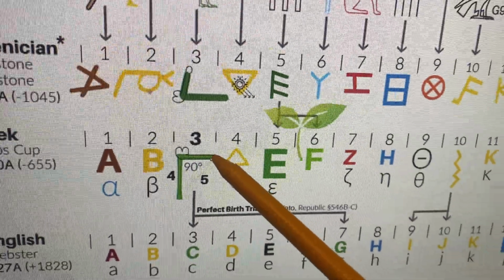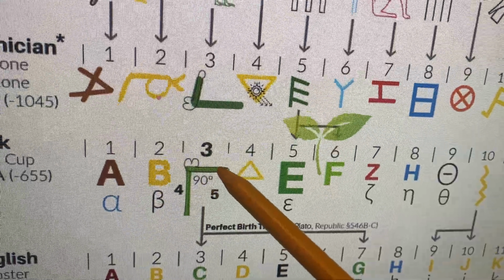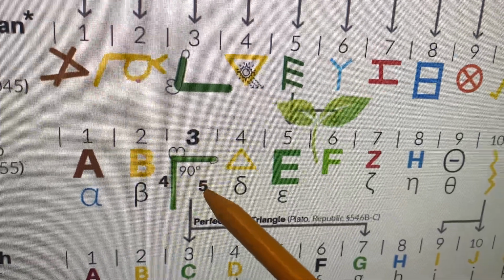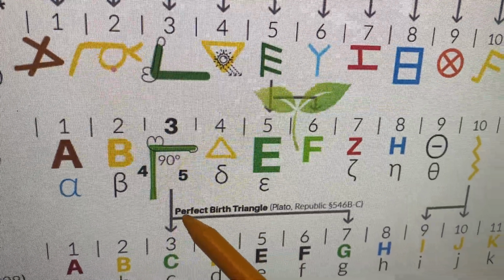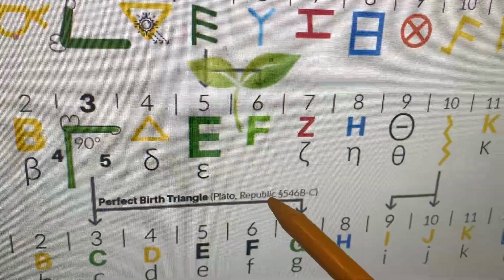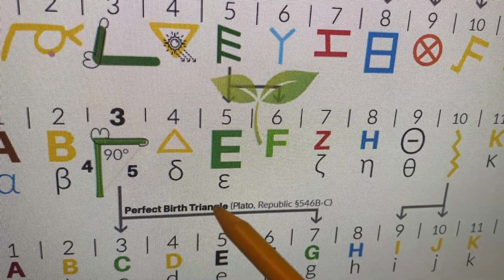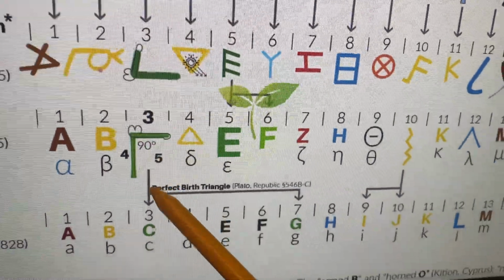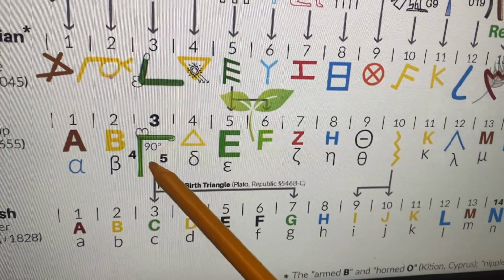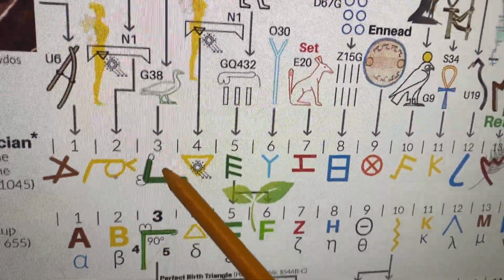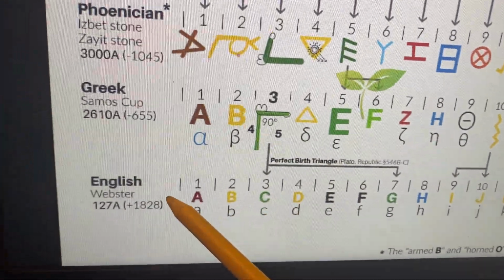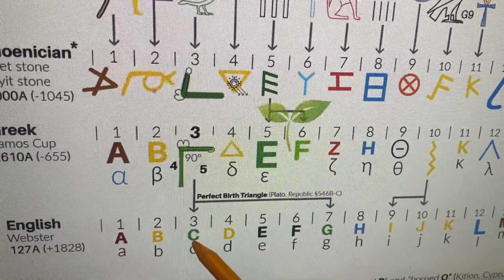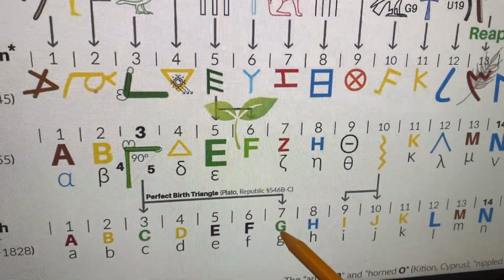And this became the Greek G, which is 90 degrees, which was designed specifically to make a 3-4-5 triangle. And Plato talks about this in Republic as the so-called perfect birth triangle, which you can read about in Alphanumerics, which I've made 12 more posts on. But the Greek G, by the time we get to the English alphabet, gets switched into letter C and letter G, the 7th letter.